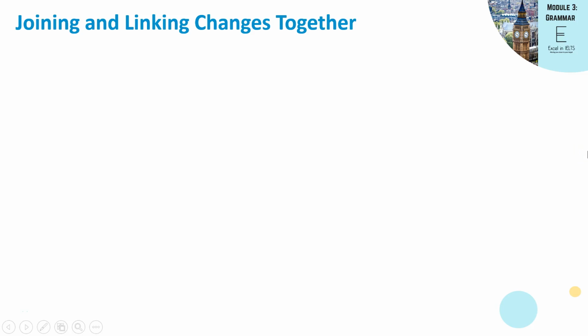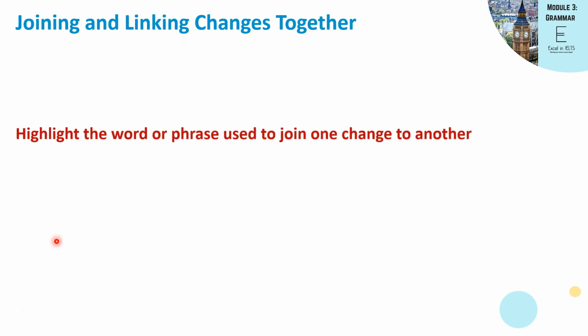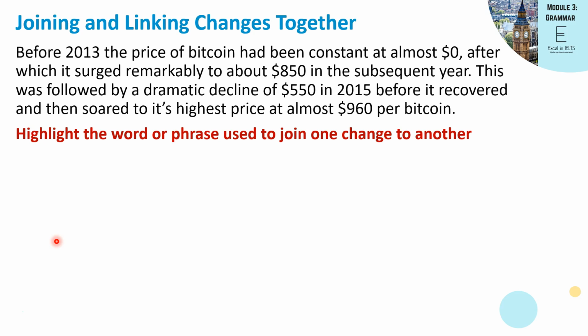In this lesson, we'll have a look at how you can join and link changes together. So what I want you to do is highlight the word or phrase that's used to join one change to another in this paragraph. So pause here and just highlight or write it down in your notebook. Let's go through the answers.